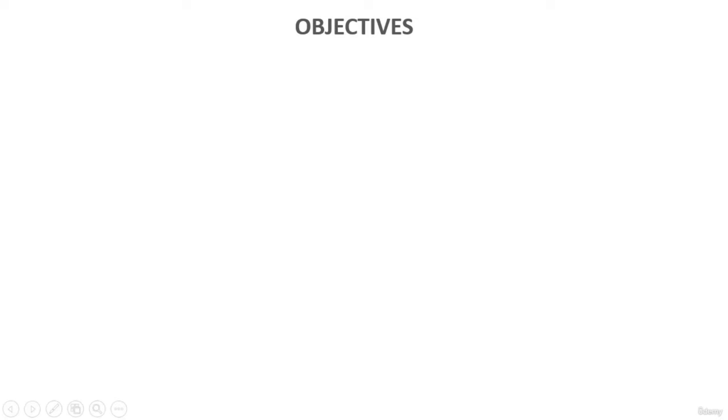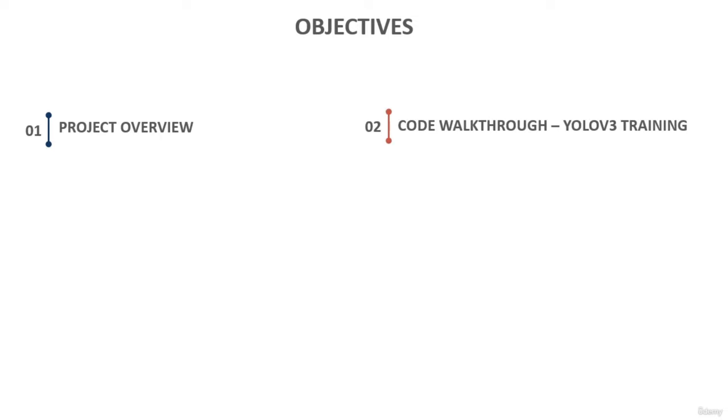Welcome to the project YOLO V3 training for license number plate. As a part of this project, I am going to start with a project overview, wherein I am going to explain the high level design and architecture of the project. Then we are going to move on to code walkthrough, where I am going to explain in detail the source code of the project along with instructions on how to do the configuration and project setup, as well as how to execute the code. Finally, I'll provide you the code download instruction so that you can train your model using Google Colab.